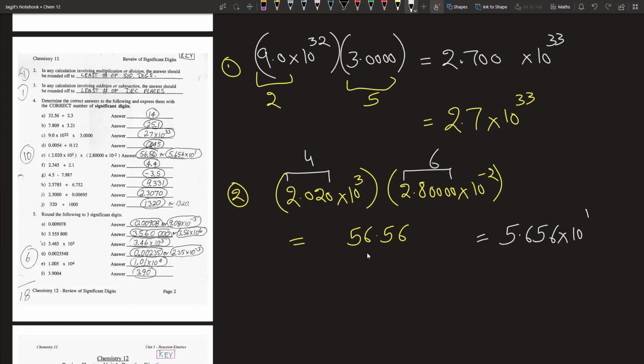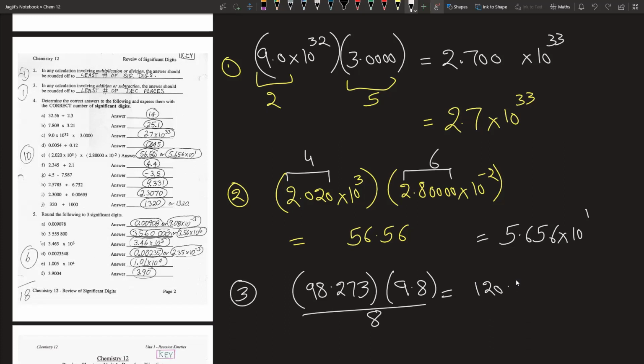Okay. So fairly simple when it comes to multiplying and dividing. Okay, let me give you another example. What if I give you multiple terms? What if I give you 98.273 multiplied by 9.8 and we divide it by 8? What will my answer be? So let's punch it in. 98.273 multiplied by 9.8 and we divide it by 8. It will give me 120.38.